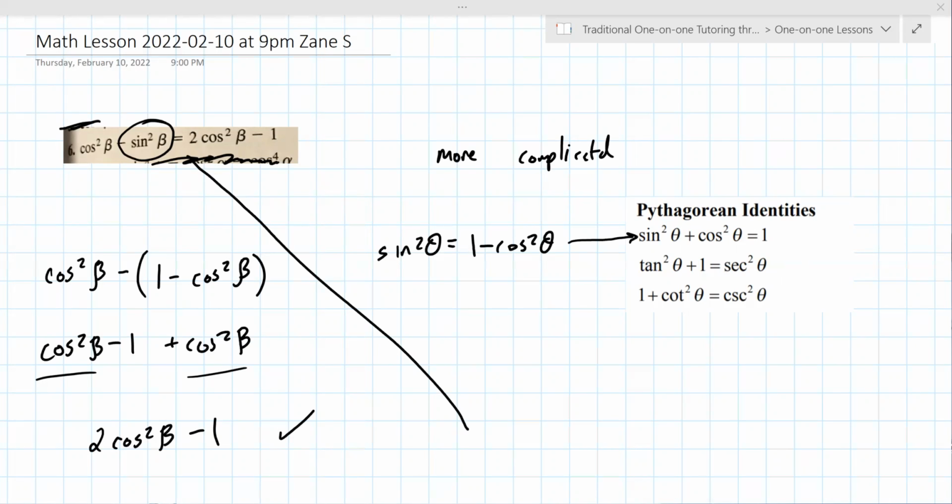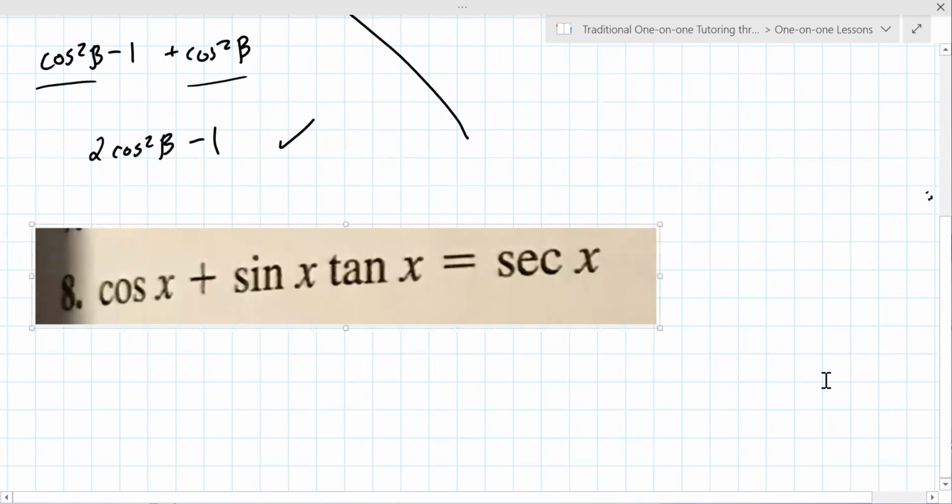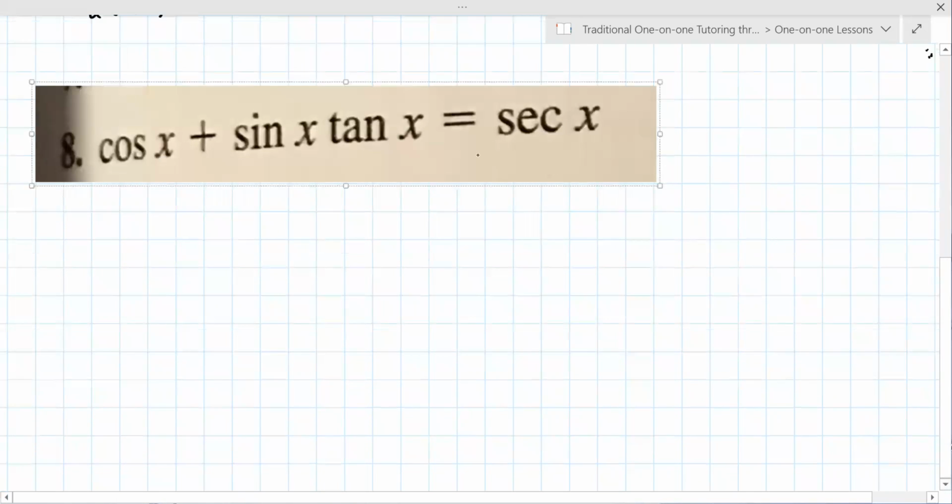All right, let's look at number 8. Okay. This is another strategy that you're going to use quite a bit here. The strategy is you want to get everything in terms of sine and cosine. That's another kind of big one you'll see over and over again. So the left-hand side is the more complicated side. Pretty obvious.